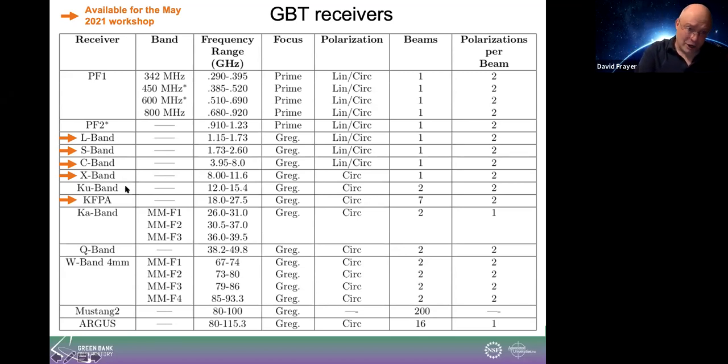So with L band, you can do HI. With the KFPA, you can do ammonia observations, and I haven't looked at the breakdown. The pulsar people, instead of using prime focus, are going to have to use the L band receiver, basically. I guess you could do S band too, but my guess is they'll do L band.